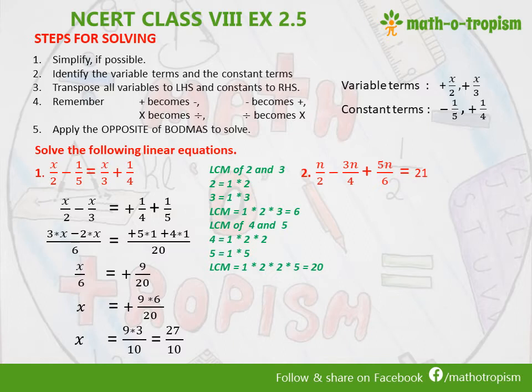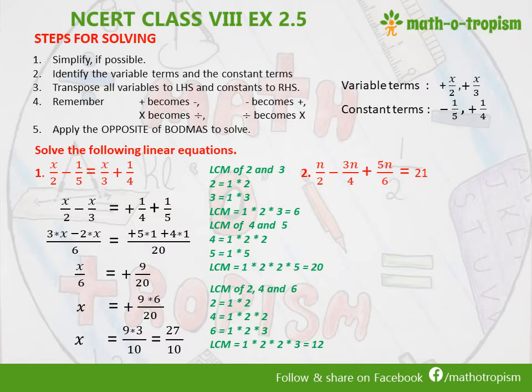When we see the denominators 2, 4 and 6, we first need to find their LCM. So 2 is 1 into 2, 4 is 1 into 2 into 2, and 6 is 1 into 2 into 3. Here you can see that all the numbers have 1 as a common factor and 2 as a common factor. So we write 1 once and 2 once, and the balance will be, in 4 we have an extra 2 and in 6 we have an extra 3. That's why we are writing it as 1 into 2 into 2 into 3. So this comes as 12.